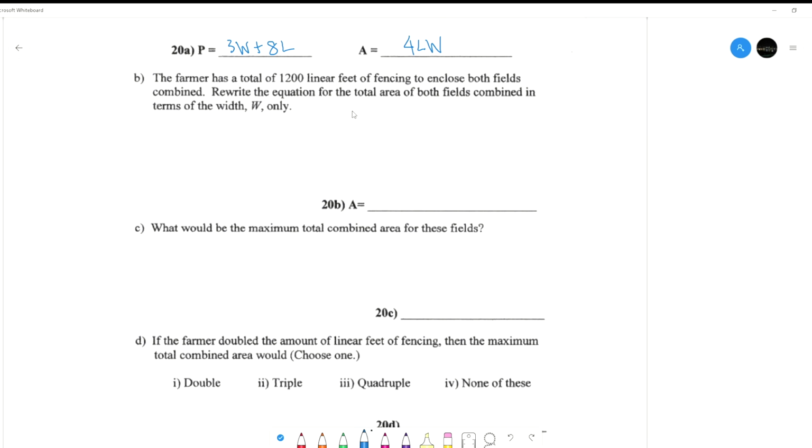So we have 1,200 feet of fencing. So that means 3W plus 8L is equal to 1,200.